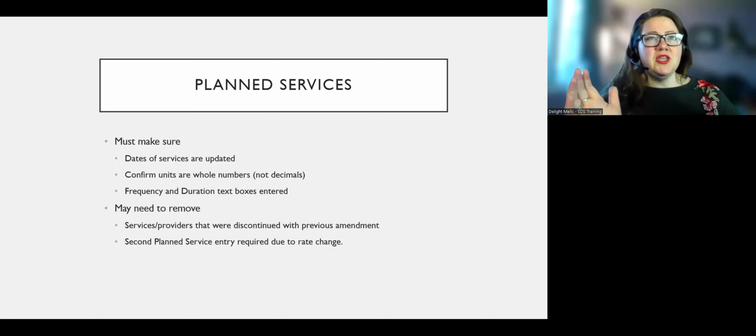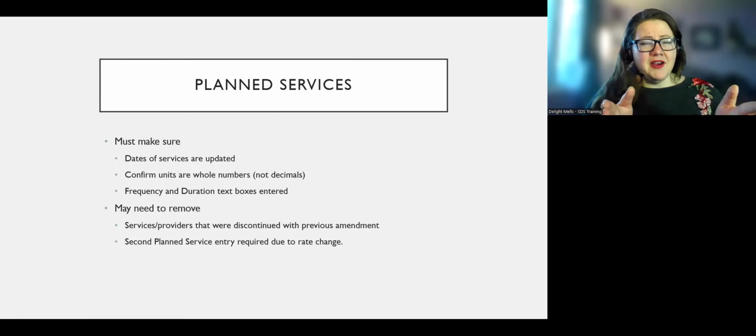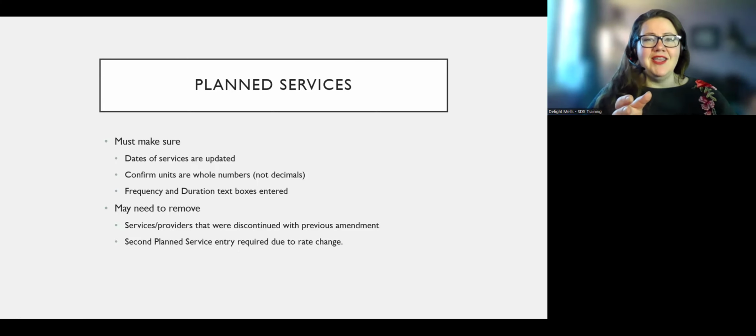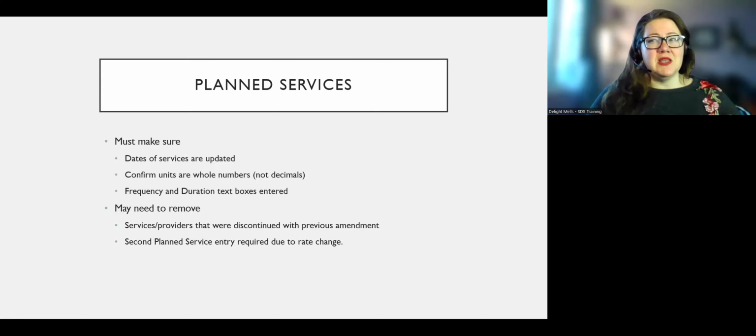But when we look at plan services, you may need to consider if you need to remove any providers that were discontinued with an amendment. So if you change providers and one of them is no longer serving the client during an amendment process, those will be removed on your short form. Those would be an example of services that are discontinued. You may also have a situation, it's not unusual, it just happens when there might have been a rate change and you might have had two plan service entries. If that happens, it's okay to remove one of them. You don't need two plan service entries for a date range on the short form when you're renewing.